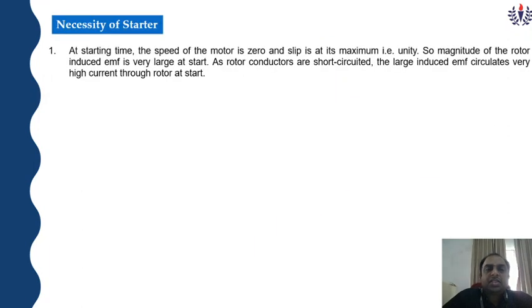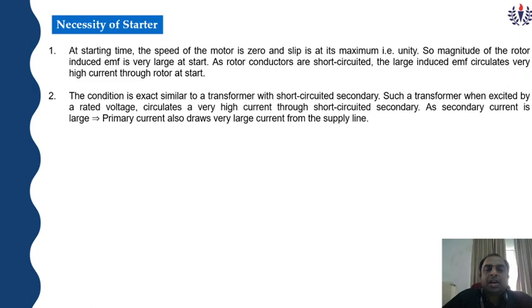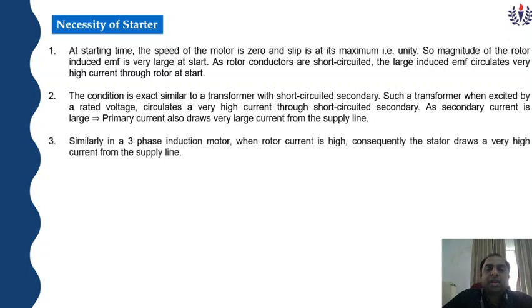Necessity of starter. At starting time, the speed of the motor is 0 and the slip is at maximum, that is unity. So, the magnitude of the rotor induced EMF is very large at start. As the rotor conductors are short circuited, the large induced EMF circulates very high current through the rotor at start. The condition is exactly similar to a transformer with a short circuited secondary. Such a transformer, when excited by rated voltage, circulates very high current through the short circuited secondary. As the secondary current is large, the primary also draws very large current from the supply line.